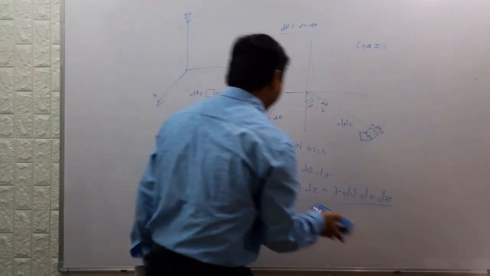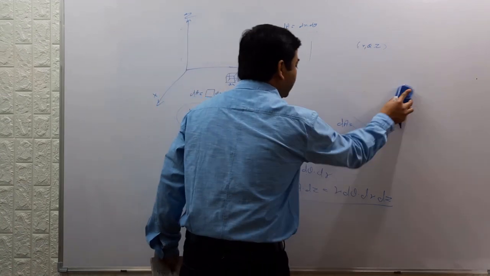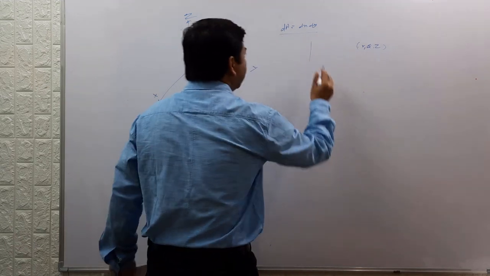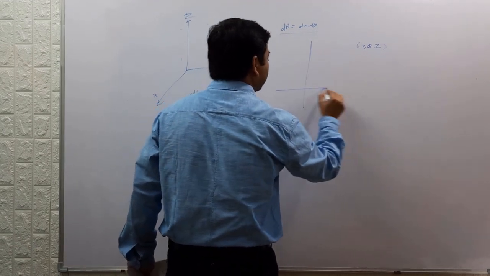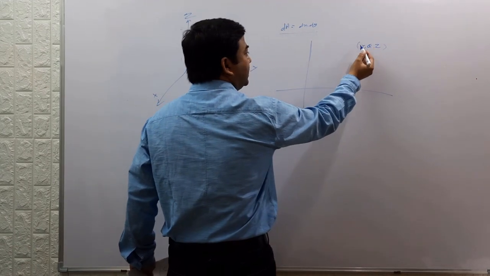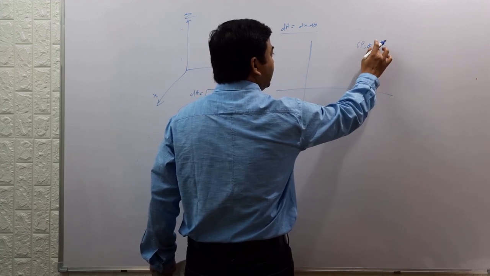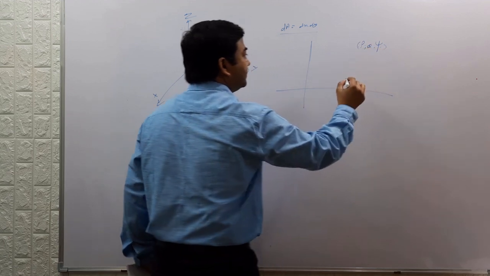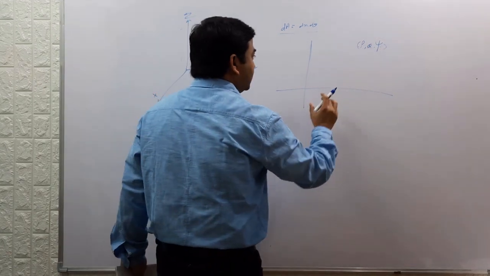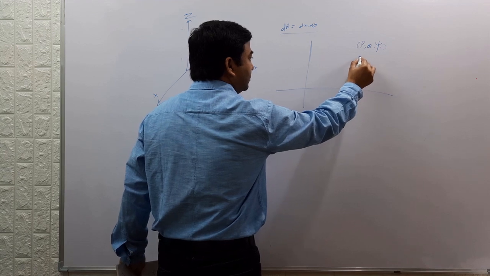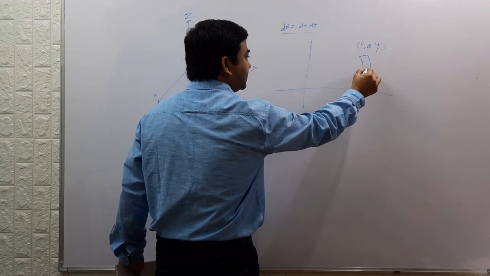Similarly, we will find dV in spherical form. In spherical form, the point coordinates are written as rho, theta, phi. So here you find a small volume like this.